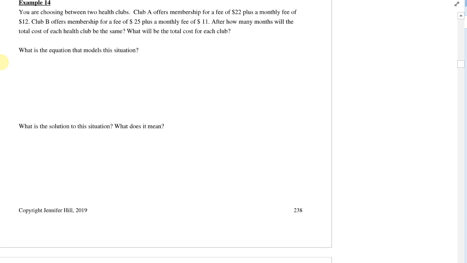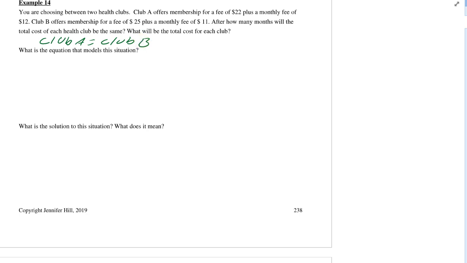You are choosing between two health clubs. Club A offers membership for a fee of $22 plus a monthly fee of $12. Club B offers membership for a fee of $25 plus a monthly fee of $11. After how many months will the total cost of each club be the same, and what will be the total cost for each club? I would recommend that you try to model out this situation. What we're trying to figure out is when Club A will equal Club B. So you need to model that part out. That's a hint for you. I would recommend pausing, and hit play when you're ready.